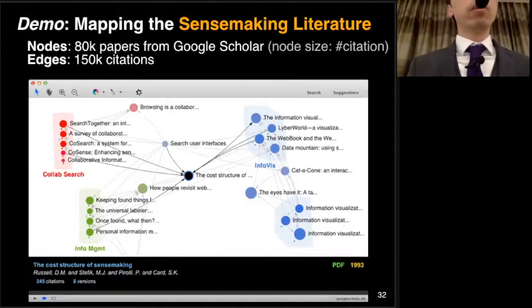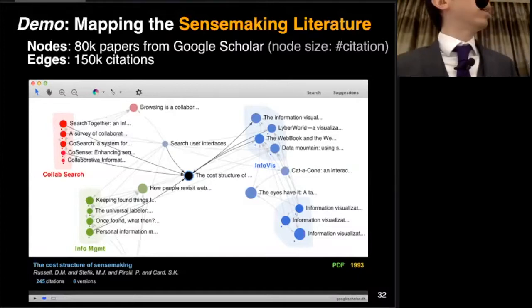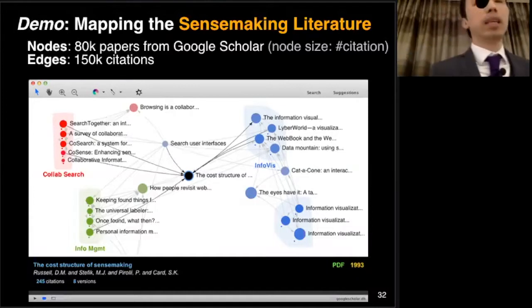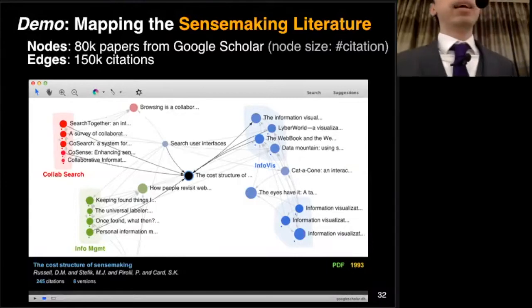So what we're going to do is start with one single paper. The data that you're looking at is data that we crawled from Google Scholar, about 80,000 papers and 150,000 citations. The node size here means the number of citations: the bigger the node, the more times it's cited.